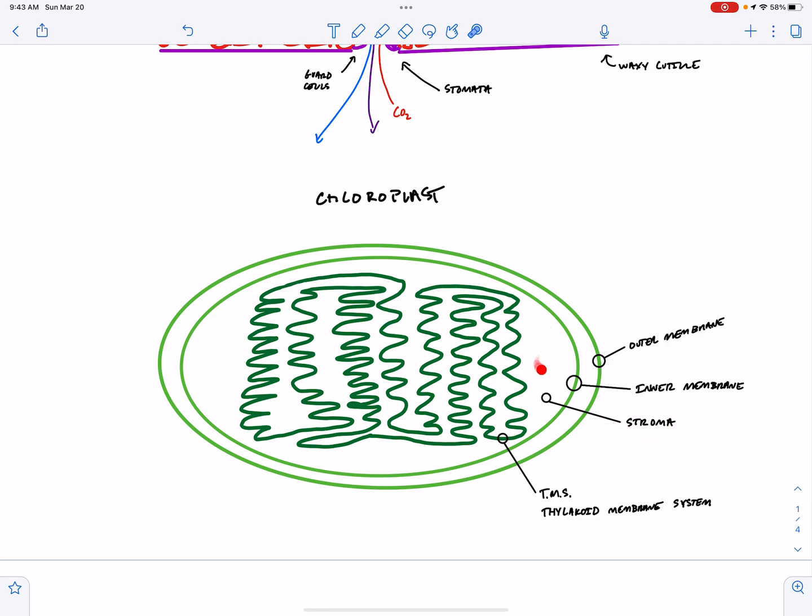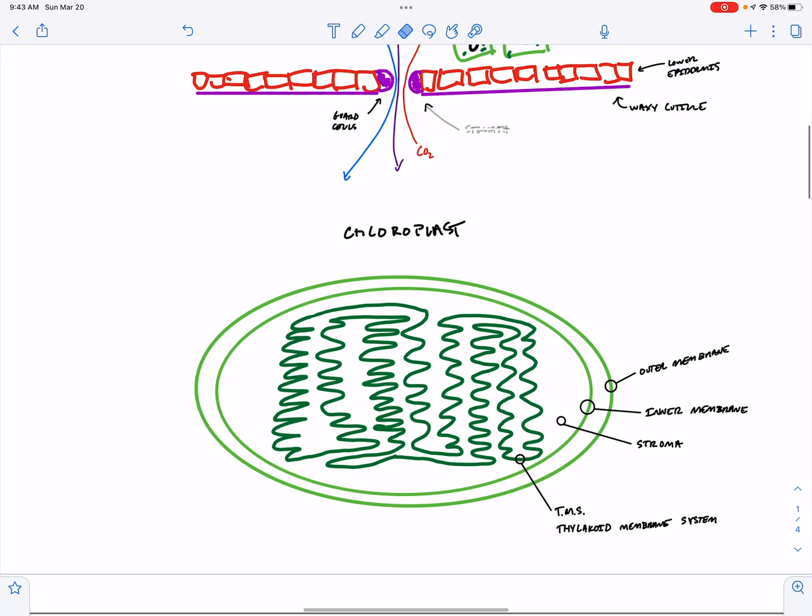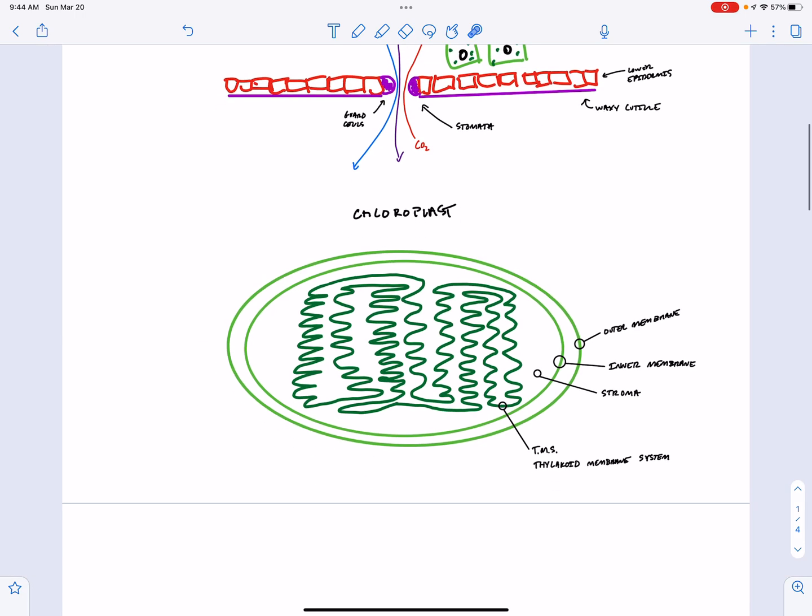The stroma is the jelly-like fluid in between the inner membrane and the thylakoid membrane system. And the stomata, oops, didn't mean to erase that, or the stoma, which one is plural and which one is singular? I forget. I have to look that up for class tomorrow. Anyway, I think stomata is the plural of stoma. Not the same thing as the stroma, which is this jelly-like fluid in between the inner membrane and the thylakoid membrane system.